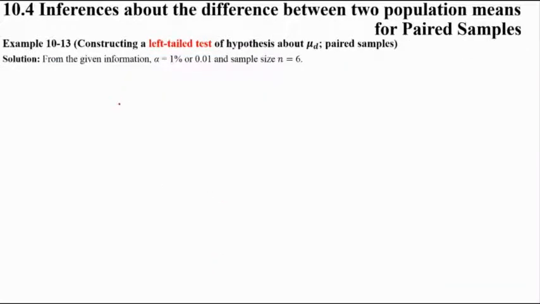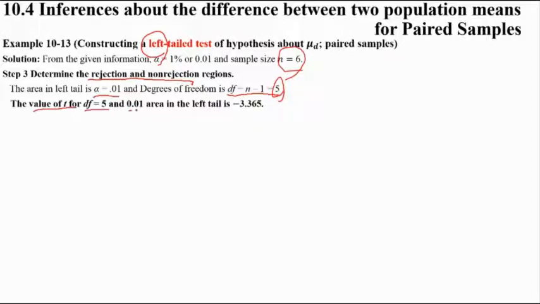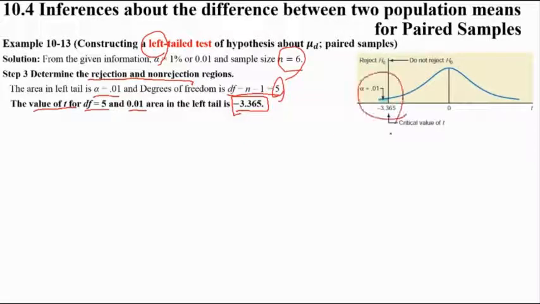Alright, continue. Step 3. Step 3 is the rejection or non-rejection area. We can find out. Okay, left tail. So, significance level 1% and degree of freedom 5, because n minus 1, n is 6. So, t value with degree of freedom 5, area 0.01. Using the table, we got negative 3.365. So this is how it looks. Okay, yeah. So this is the reject area.